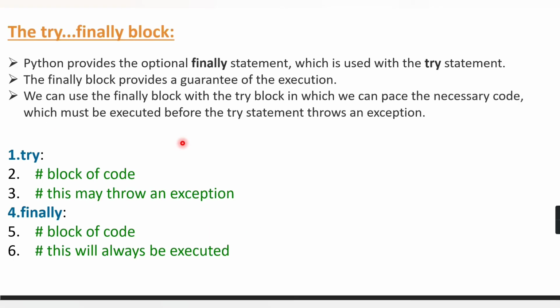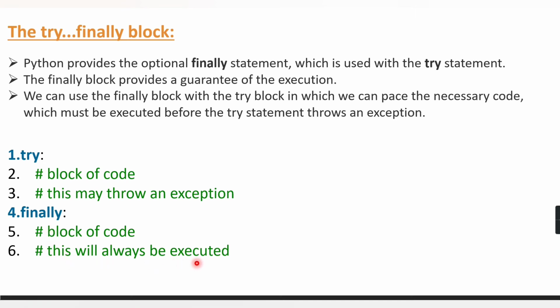So when will the finally block execute? Python provides the optional finally statement which is used with the try statement. The finally block provides a guarantee of execution. In any case the finally block will be executed. We can use the finally block with the try block, in which we can place the necessary code which must be executed before the try statement throws an exception. So here you can see there is a try statement and a finally block. In finally there will be a block of code. This will always be executed.